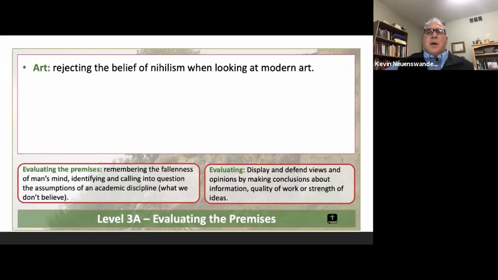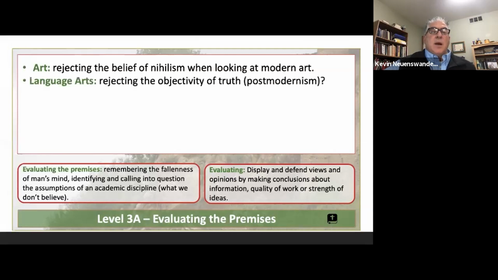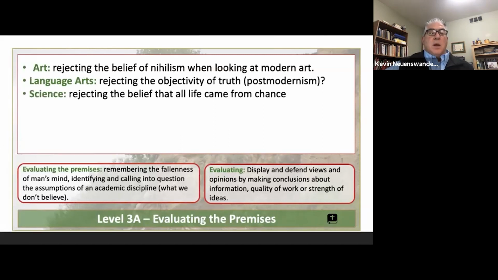Their nihilistic view is that nothing matters, and so there's no truth. Some of the artwork is like that. So, rejecting the belief: language arts rejecting the objectivity of truth, or postmodernism. Science rejecting the belief that all life came from chance. And the windows we just looked at, and the cross strand of the double helix. How can you say that all life came from chance?